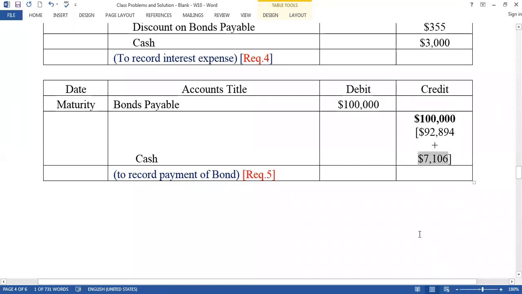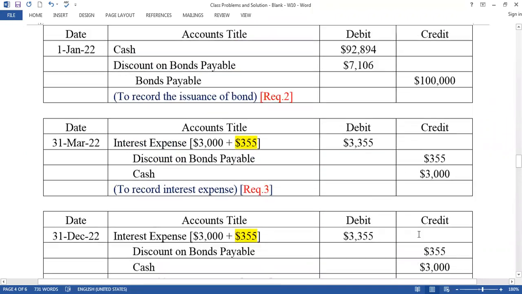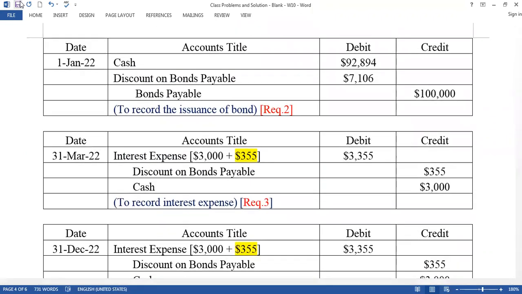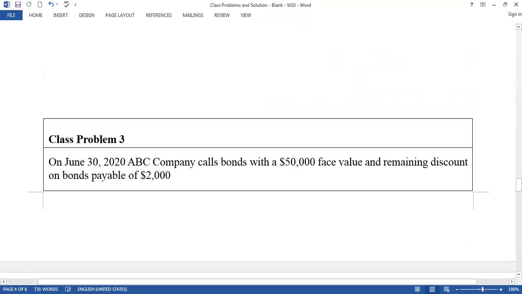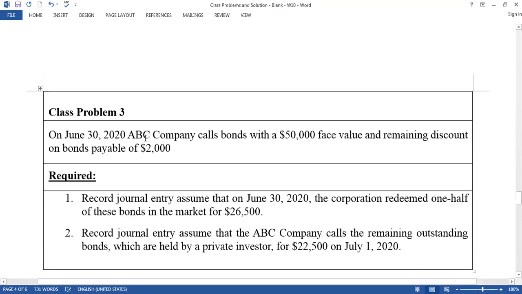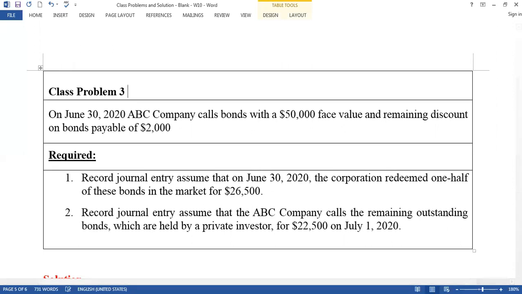Okay. So this is about question 2. Then what about question 3? Question 3 is about bond redemption, that means buyback of bonds.